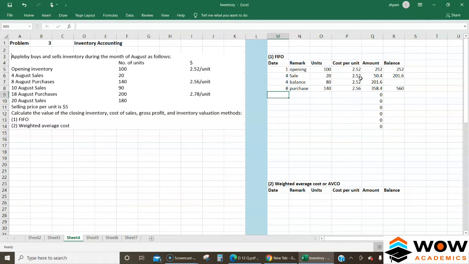So we'll go to the 10th. The 10th is a sale. We have to sell 90 units. We already have 80 units here, and this has to be sold first as it is FIFO. So you can just copy it and paste it. Still 10 more units have to be sold, because then only will 90 happen. Those 10 units will be at 2.56.